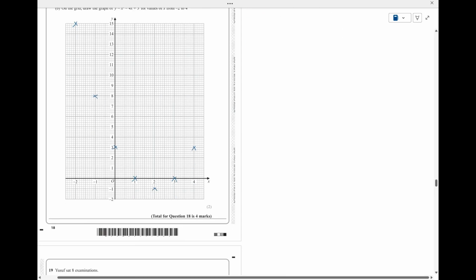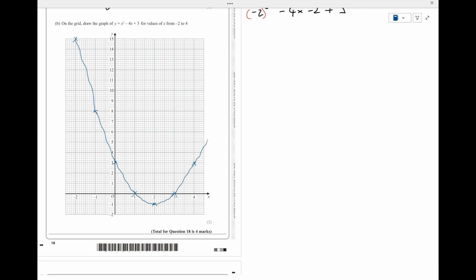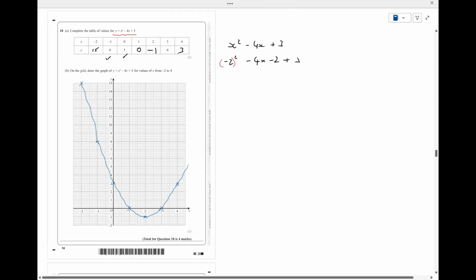And now I need to join all those up. It's going to be tricky on the screen. I'm going to try and join them up with a smooth curve going through the points like that. That's not too bad. And that would be 4 marks for question 18.